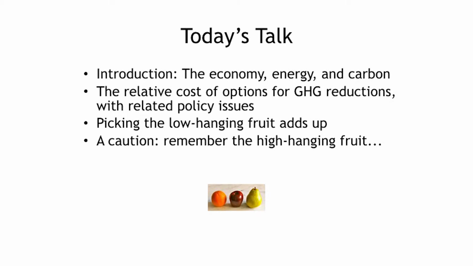There are 4 parts to the talk. I'm going to start off with some introductory remarks about the economy, energy, and carbon. Then I'm going to use that McKinsey curve and look at the relative cost of options for greenhouse gas reductions with related policy issues. And then some examples that people use to show how picking the low-hanging fruit can add up. And then I'm going to try to close with a caution to remember the high-hanging fruit.